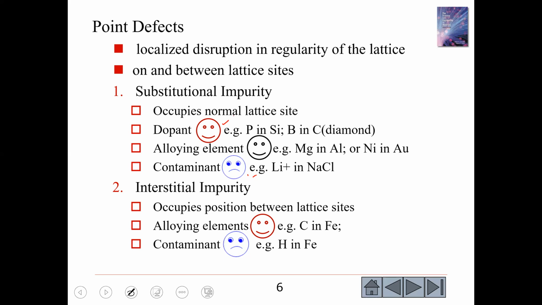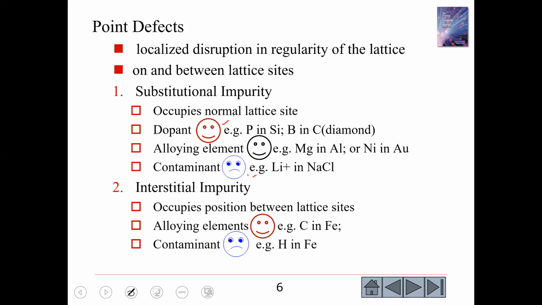Interstitial impurity, we will talk about this in detail in later slides. So interstitial is actually the empty space between two lattice sites. When an atom occupies the empty space between two lattice sites, that site is called an interstitial site, and the atom occupying that interstitial site is called an interstitial atom. So it occupies a position between lattice sites.